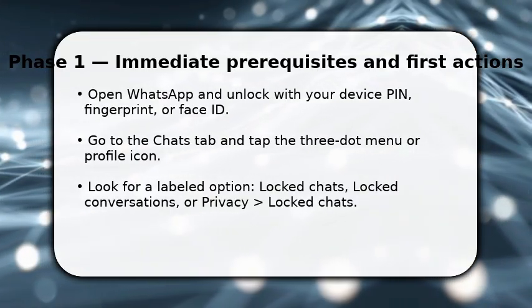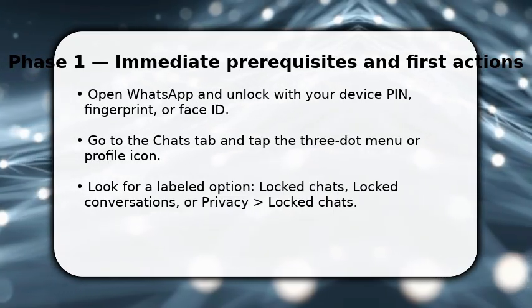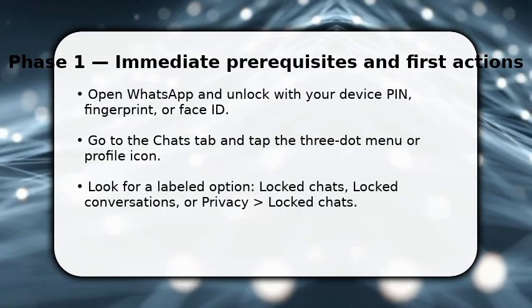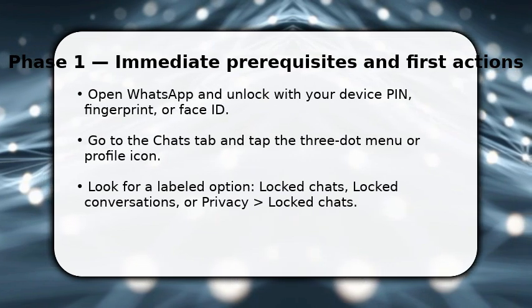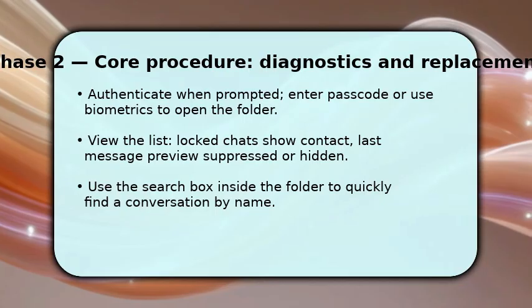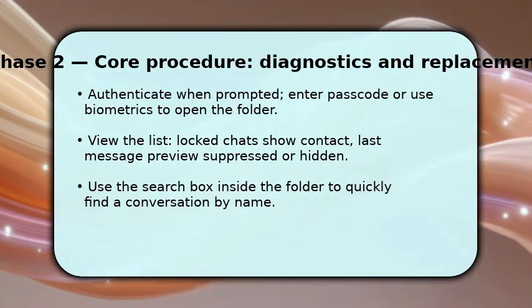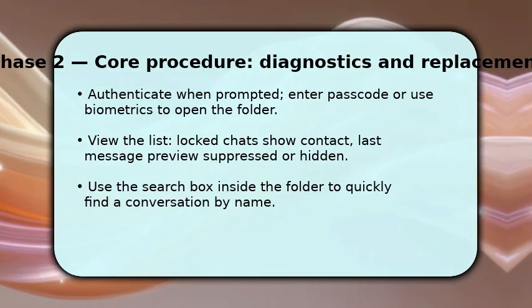Make sure to scan the menu for a direct locked chats entry or a privacy submenu that contains locked conversations. If you find the label, tap it now, because that opens the protected folder where you keep concealed threads. Once done, the app will prompt you to authenticate again for the locked area. Provide the passcode, fingerprint, or face unlock so you can proceed.